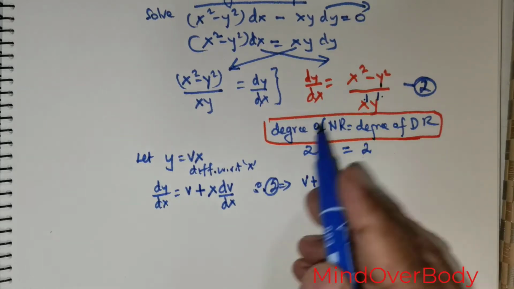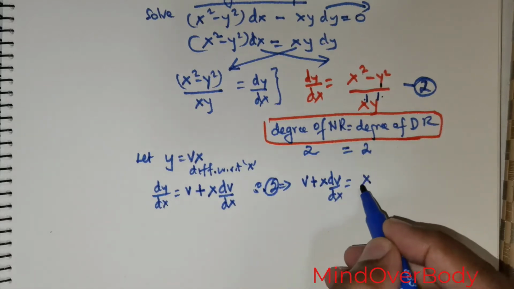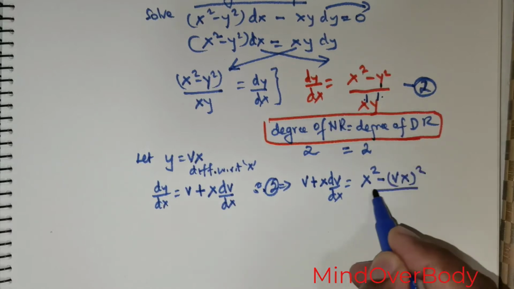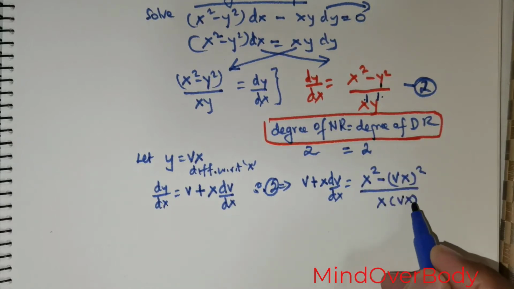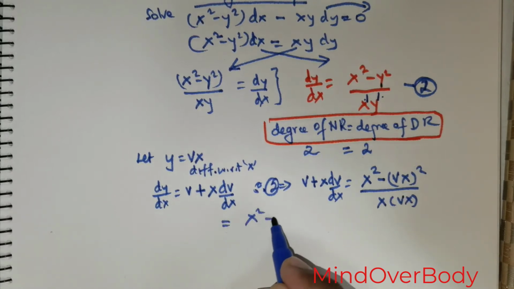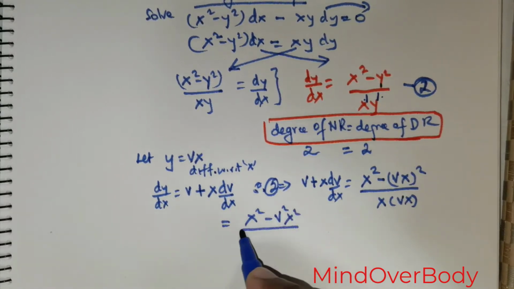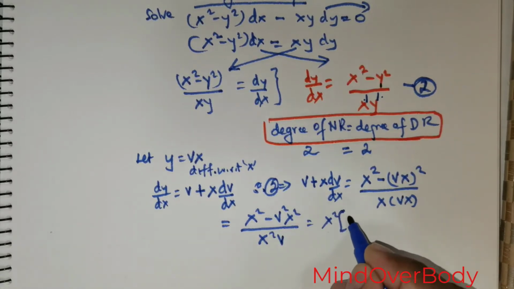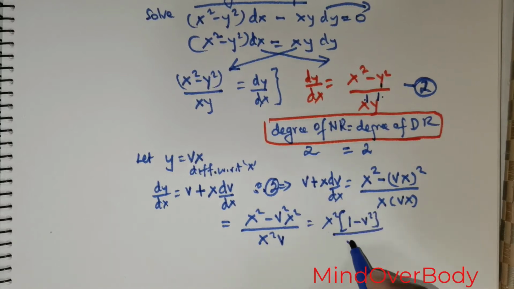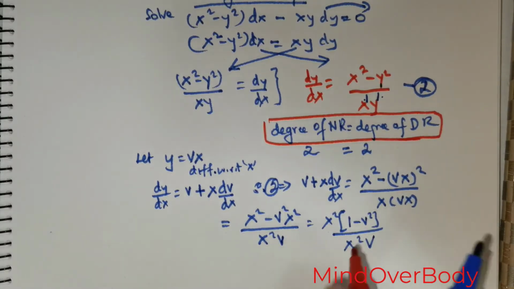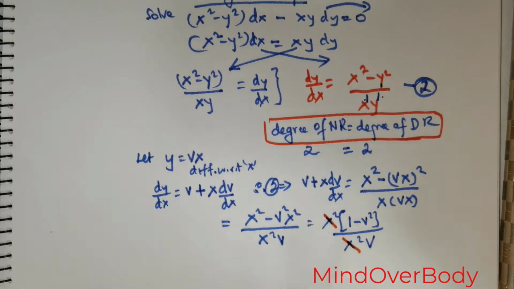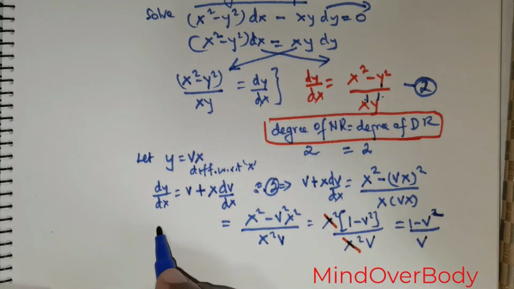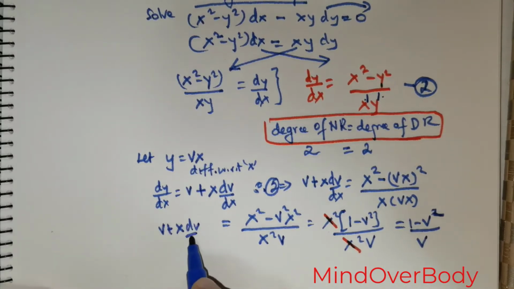In place of x squared, I will retain it as it is. In place of y, I will be substituting vx, so (x² − (vx)²) divided by x times vx. This is equal to (x² − v²x²) divided by x² times v. If I take an x squared out, this is going to be (1 − v²) divided by x² times v. I can clearly cancel out the x squared and x squared, giving me (1 − v²) divided by v. On the left hand side, I have v plus x into dv over dx.